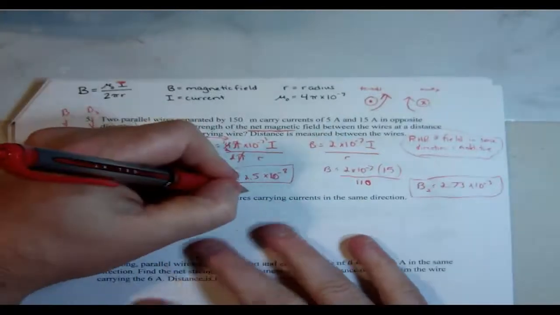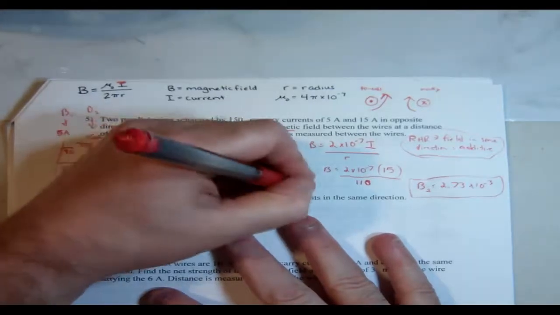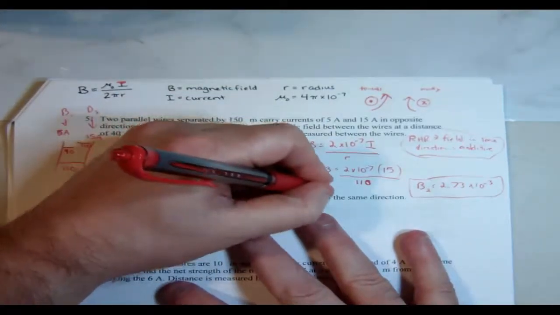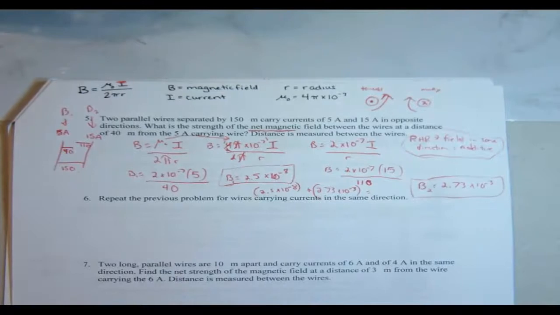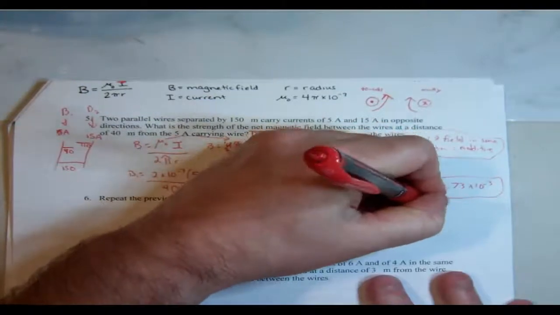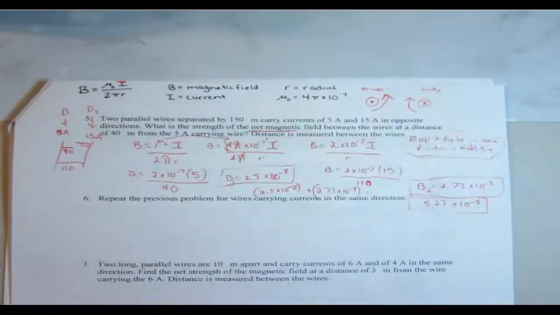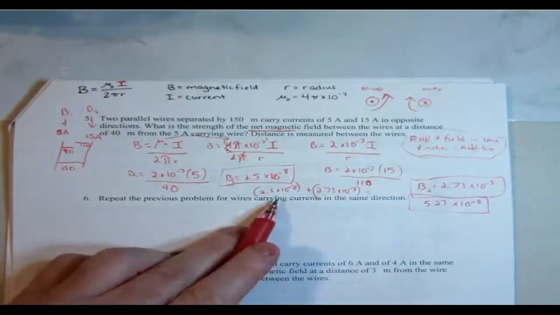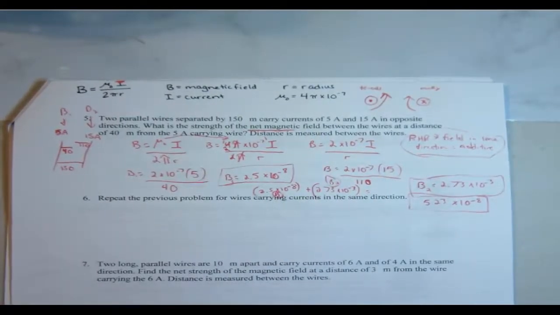So you're going to do 2.5 times 10 to the minus 8 plus 2.73 times 10 to the minus 3. So our total net field strength is going to be 5.23 times 10 to the minus 8. That's our net field. So we had our field 1, so it's B1 plus B2. I know it's a little confusing, but that's okay.